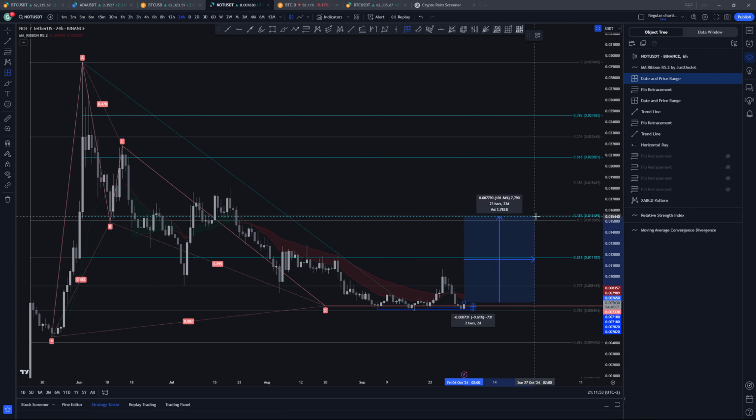This is the technical target. Your technical target is a 2x. And what is your risk? Minus 10%.